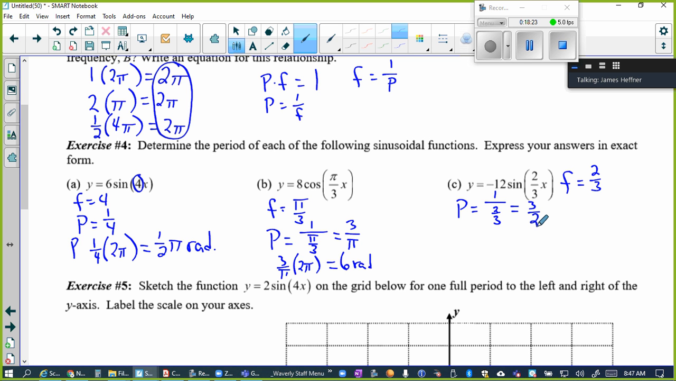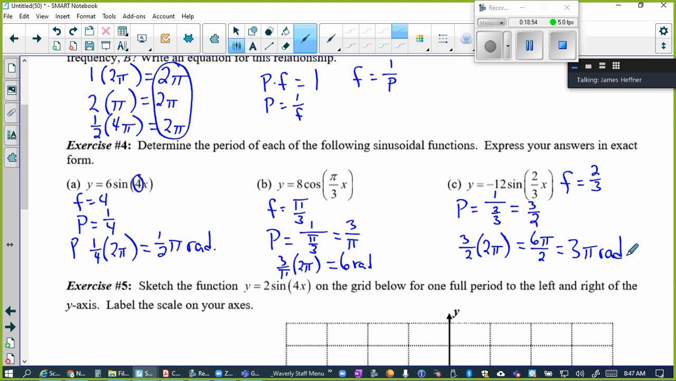So let's do 3/2 times a normal period of 2 pi, right? 3/2 of that. And what do we get? 6 pi over 2, which is what? That's 3 pi radians. All right? Is anybody confused there? If you know the frequency, you basically just flip it to get the period, and vice versa.